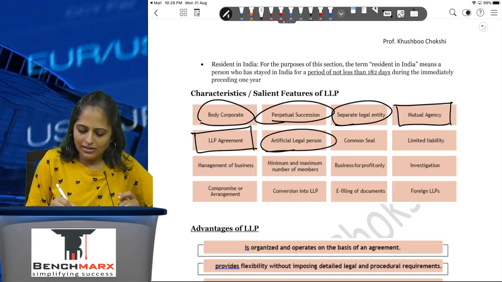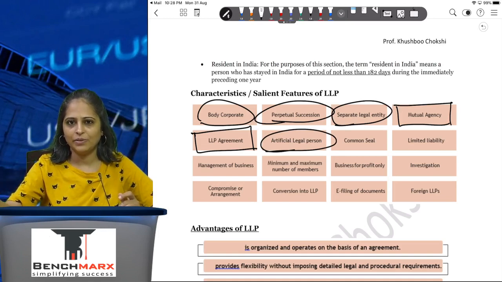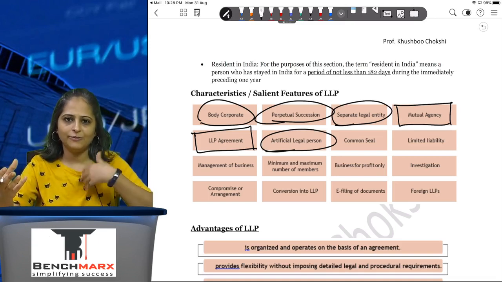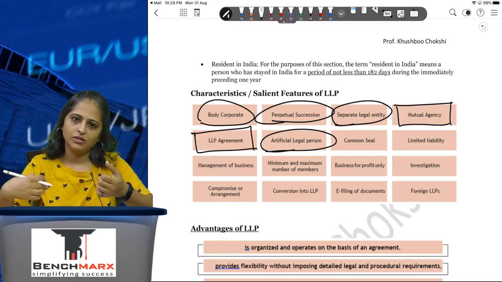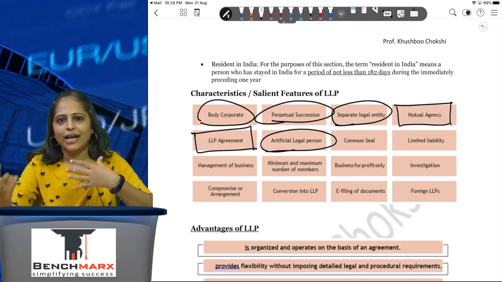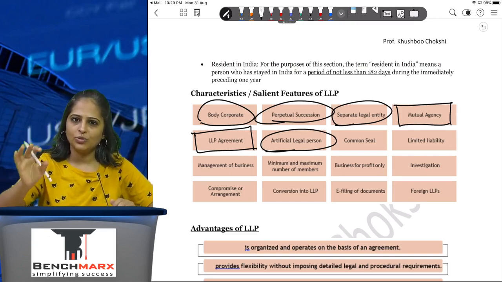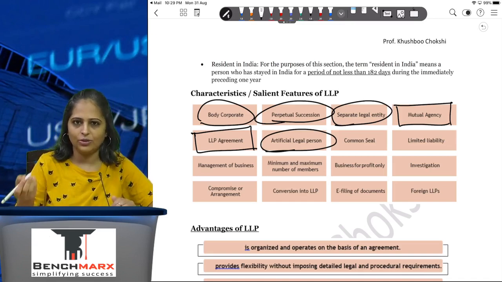It's an artificial legal person, that is, it cannot die, but it is a separate legal person, and it is recognized separately. So the partners will file their own return, but the LLP will file its own return. Like how you have in proprietorship, if I file my return, I'll also have to include my income from my sole proprietorship, but that would not be the case in an LLP. LLP will file its own returns, it will have its own penalties, it will have its own rights and liabilities, correct? So it's an artificial legal person, like you have a company.